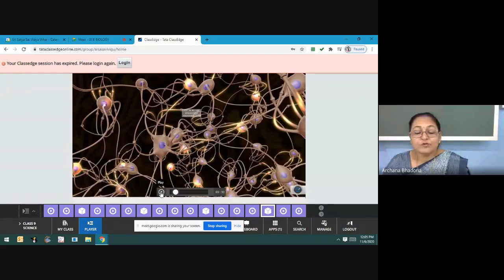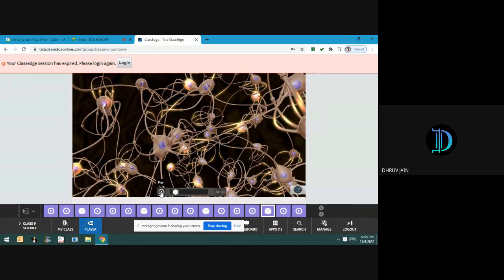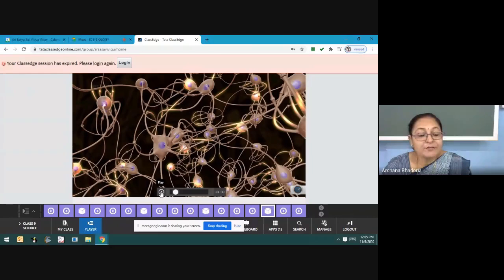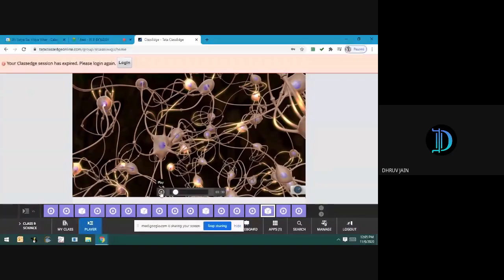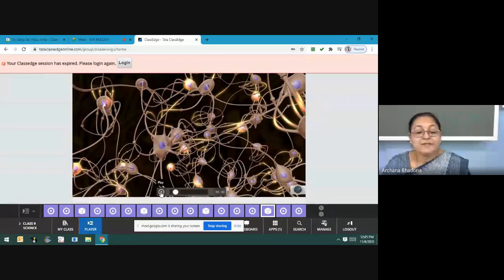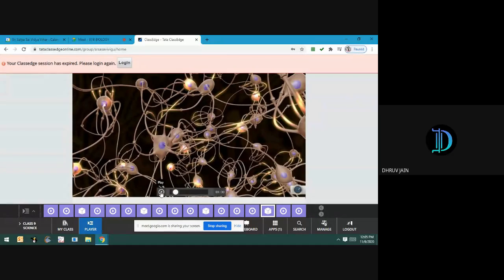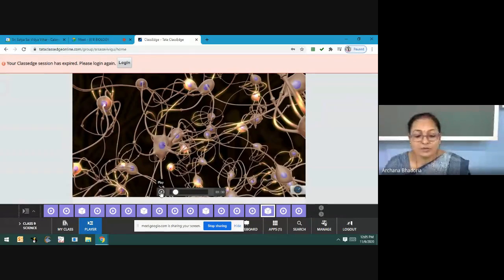Now I want Dhruv to read what you have written just now, and everyone check. This tissue controls and coordinates the functions of body. It forms the brain, spinal cord, and nerves. This tissue is made up of nerve cells called neuron, N-E-U-R-O-N.